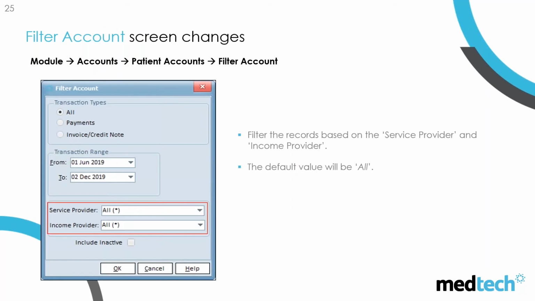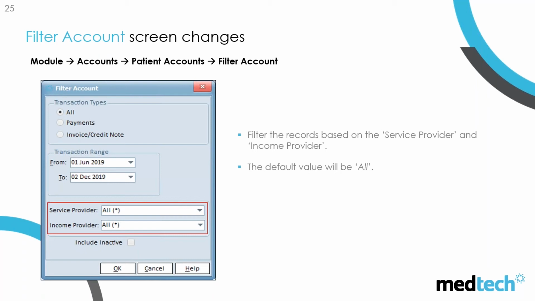Okay, so filter account screen changes. It's quite a big one there. Two new drop downs you can see on the bottom there, service provider and income provider, and they've just been highlighted as all because I guess we're showing the functionality across all providers. They have been introduced to filter the records based on the service provider and the income provider.